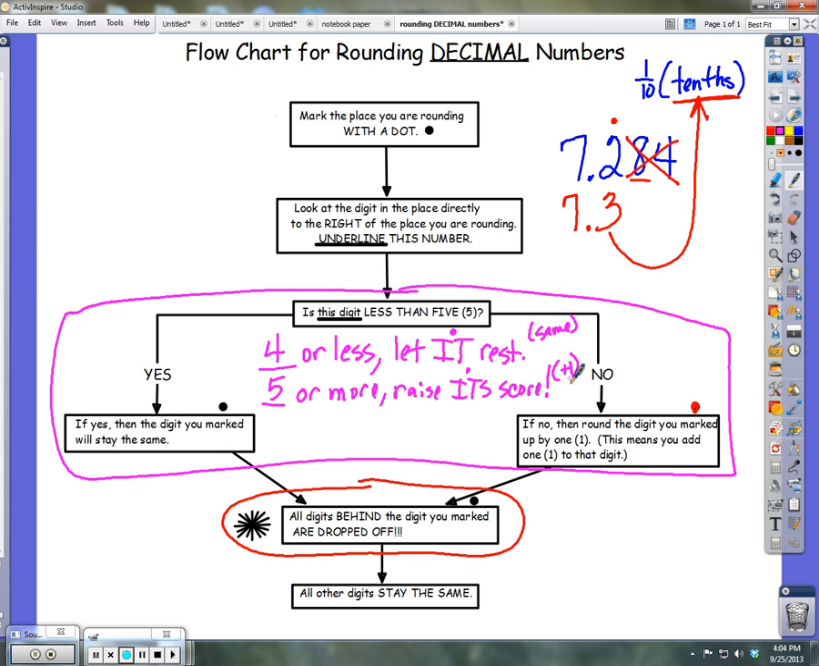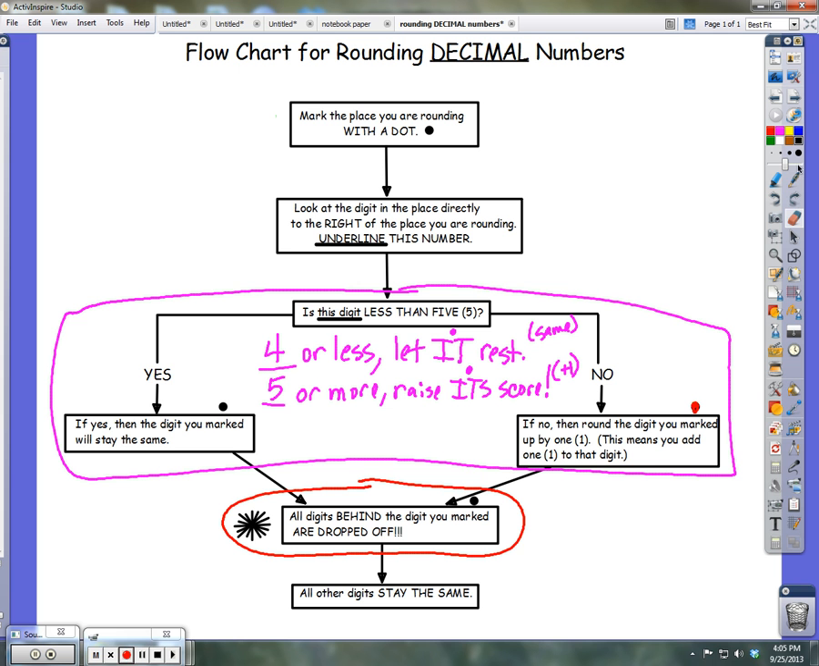So that's what happened here. When we got to the underlined digit, it was 5 or more, so we raised the dotted digit score up to a 3. Just add 1 to it. And then, of course, next step, all of the digits behind the one you marked are dropped off. All of the other digits stay the same. Let's look at another one.